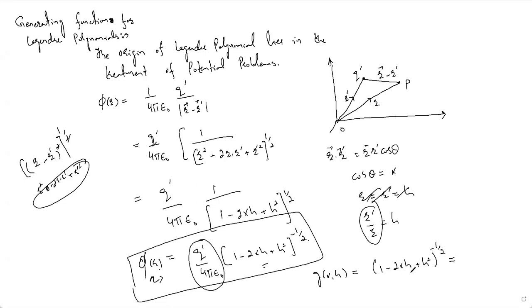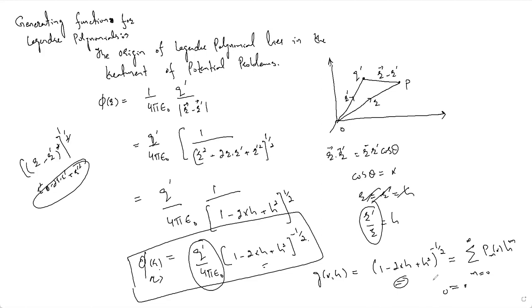When we expand it by the binomial expansion, this will give me the summation over m running from 0 to infinity of P_m(x) h raised to power m. I will show you this in a while, how we can get the Legendre polynomials from this expansion. This is what we call a generating function, and we can generate the Legendre polynomials from this very equation, right?